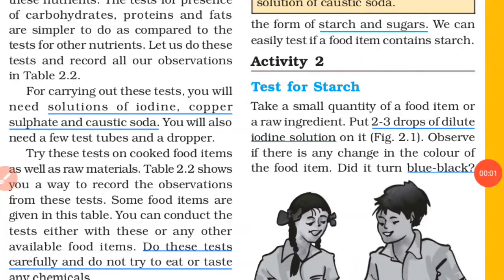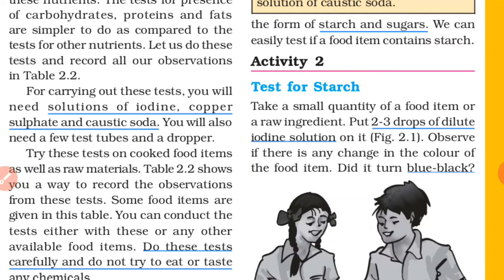Hi students, this is part 2 of our chapter number 2, that is components of our food. In the first part we discussed why we need food and what is available in the food, that is nutrients. We have also studied the different types of nutrients. If you remember, there were 5 types of nutrients present in the food: carbohydrates, fats, proteins, minerals and vitamins, and also there were dietary fibers and water.